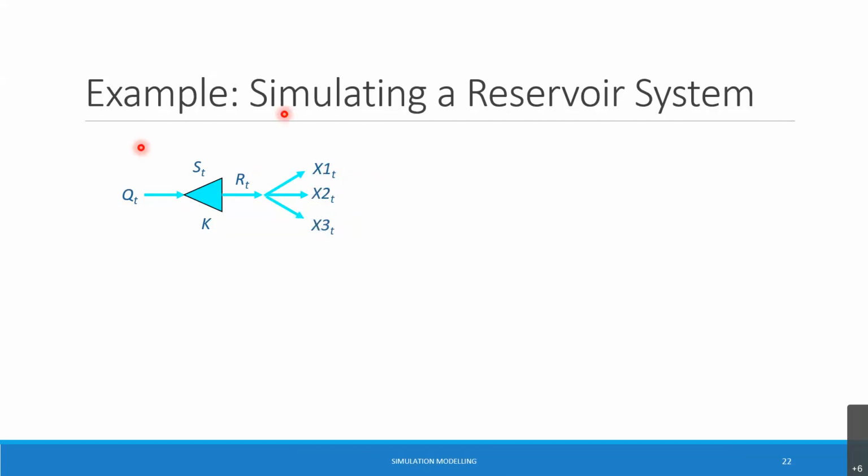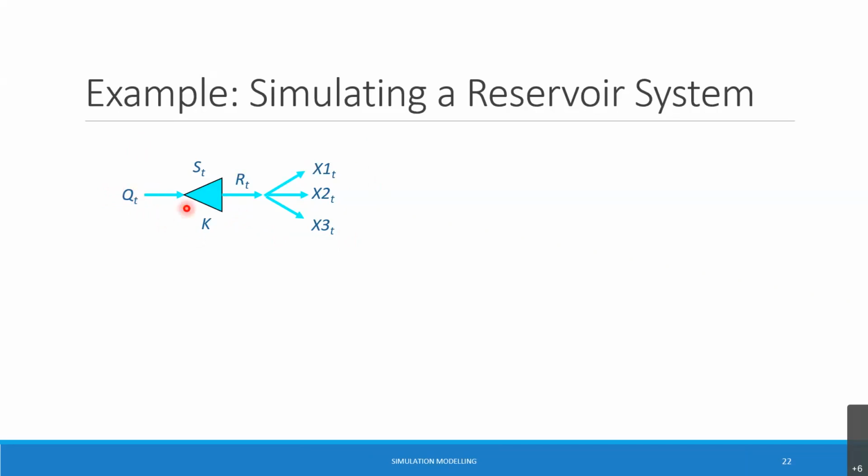So when I say an operating policy of a reservoir, I need to have a policy which will decide how much water has to be released and how that water is allocated among the various activities. There are two things. One is how much water is to be released from the reservoir, and how this water is allocated among the activities. Now, the problem here is that the inflow is uncertain.